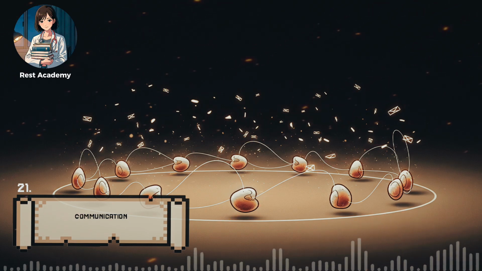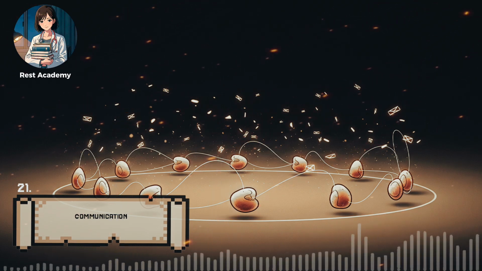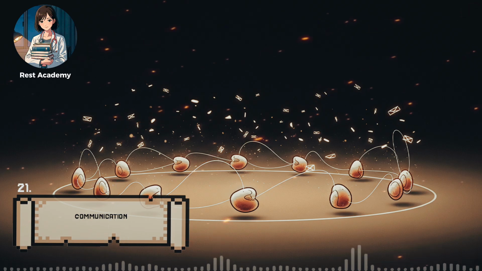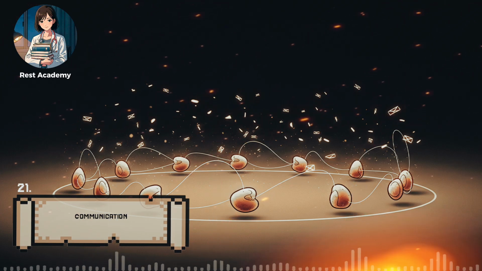Another vignette. A teenager with new asthma receives an inhaler. Left untrained, they may puff once into the air and believe it failed.